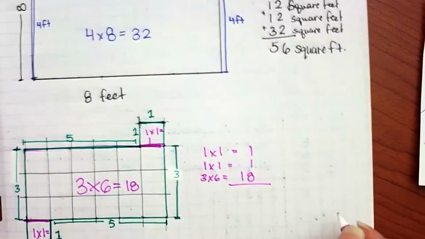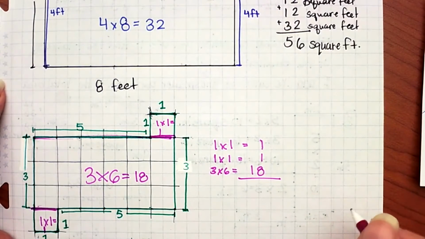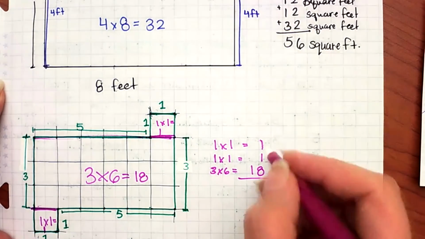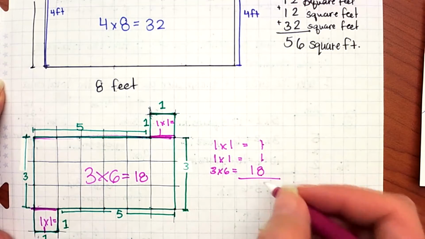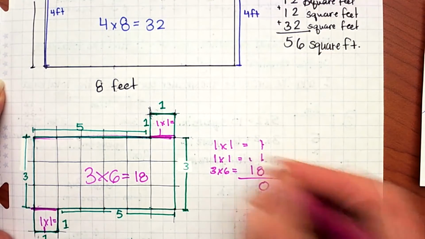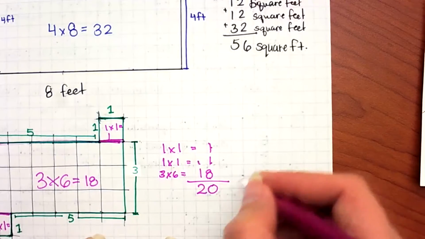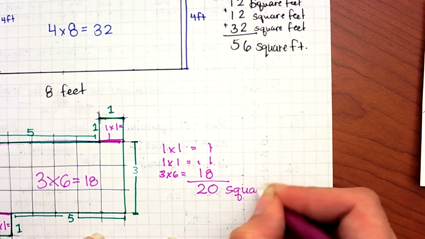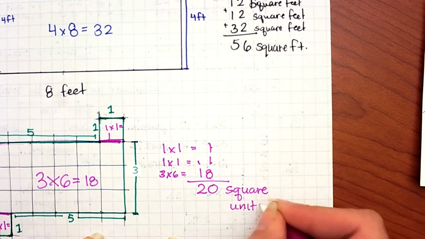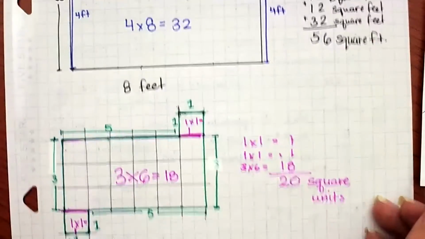Now I'm going to add those partial products, those partial areas together to find my answer. So 1 plus 1 plus 8 is 10. Put my 0 there and carry my 1. 1 plus 1 over here is 2. So this is 20 square units. Now, if I'm not sure, I can count them.